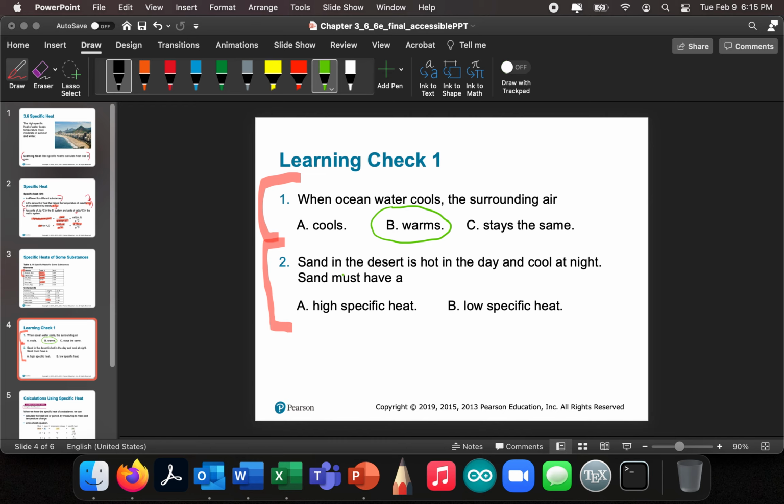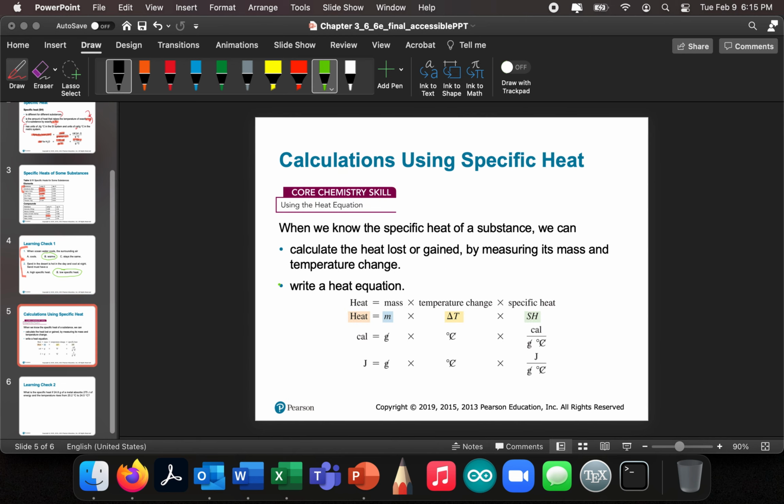Sand in the desert is hot in the day and cold at night. Sand must have a very low specific heat because it doesn't take much heat to change its temperature, right? And that's what that's about. Okay, so let's talk about specific heat in terms of calculations. The core chemistry skill is we want to use the heat equation. The heat equation looks like this: heat is equal to mass times the change in temperature times the specific heat. Or in other words, heat is equal to M times delta T times SH, okay?